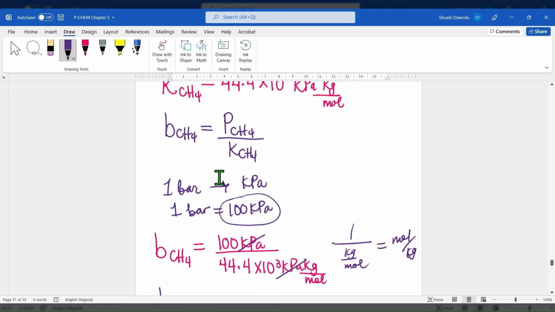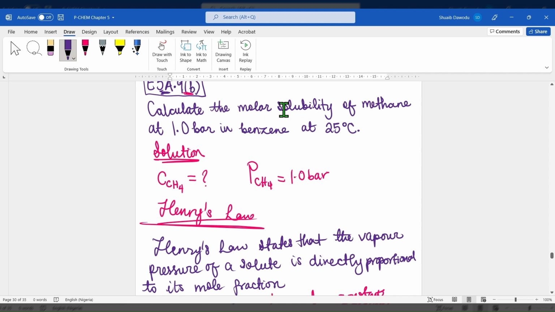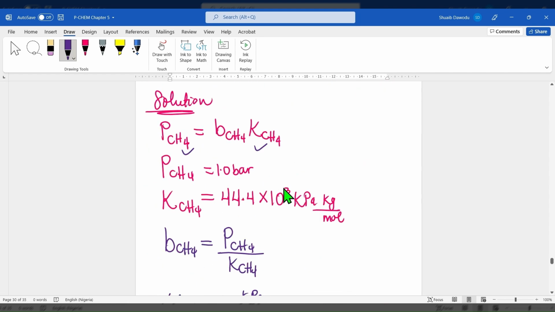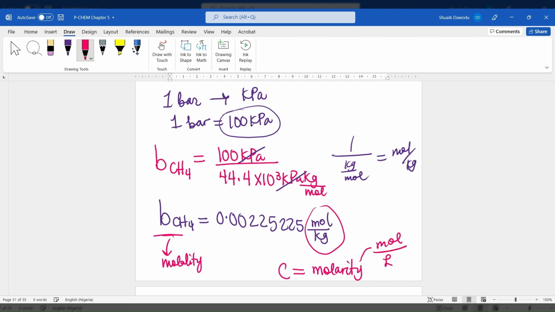Now, remember how I explained to you that what we're actually supposed to solve for is the concentration. But molar solubility is different from just solubility or molality. In this case, the value for B here is the molality. But we're asked to find concentration, and concentration is the same thing as molarity. So here we have our answer in mole per kilogram, but the unit for molar solubility is mole per liter. How do we get from mole per kilogram to mole per liter?